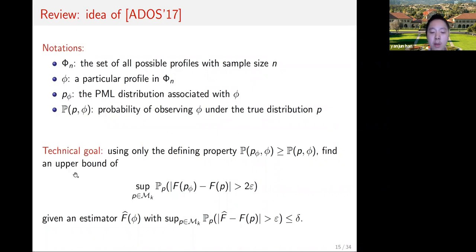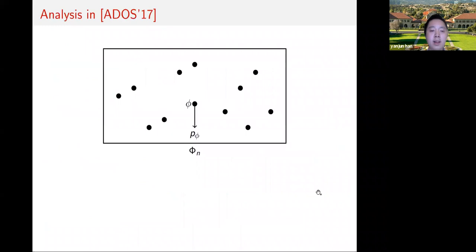So finally, we will prove some upper bound on this worst case probability in terms of delta and some competitive factor. And here is the idea in Acharya et al. in 2017 with slight modifications. So let's consider the following pictorial illustration.